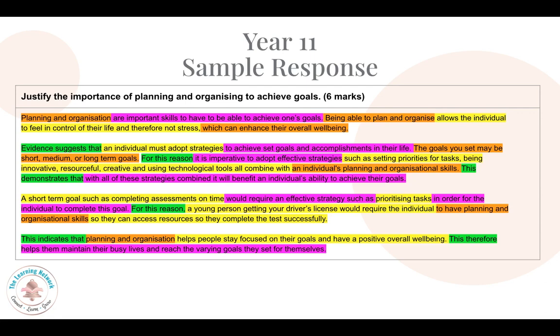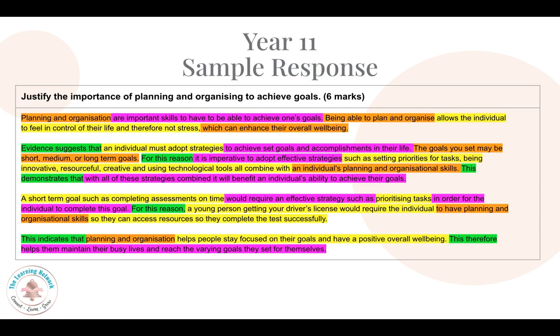The goals you set may be short, medium, or long-term goals, bit of content there. For this reason, it is imperative to adopt effective strategies, such as setting priorities for tasks, being innovative, being resourceful, creative, and using technological tools, all combined with an individual's planning and organisational skills. This demonstrates that with all of these strategies combined, it will benefit an individual's ability to achieve their goals. So you bring all these parts together. We also go on to some more content and evidence with this.